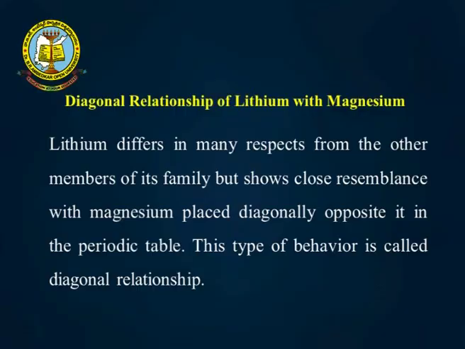So, it is having some special characteristics here. Generally, lithium exhibits a diagonal relationship with magnesium. So, what is a diagonal relationship? Generally in the periods, the second period element is going to form a diagonal relationship with the third period second element here.